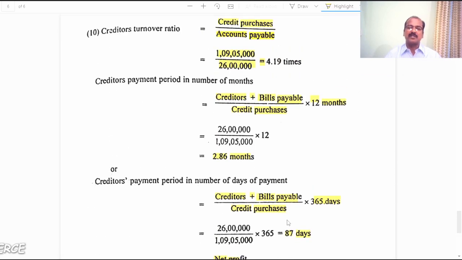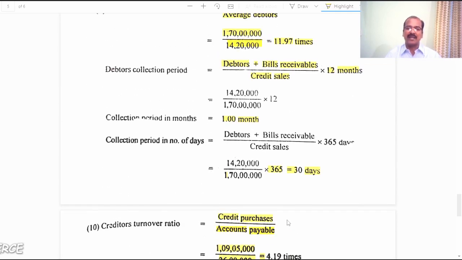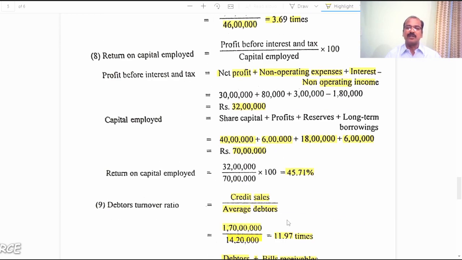I hope you have understood my explanation over the calculation of all these ratios asked in the problem. I suggest you to watch this video for more than 2 times to gain a clear understanding over the calculation of all these important ratios of the chapter ratio analysis.